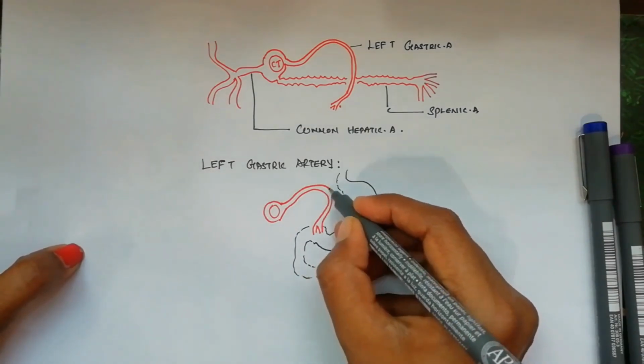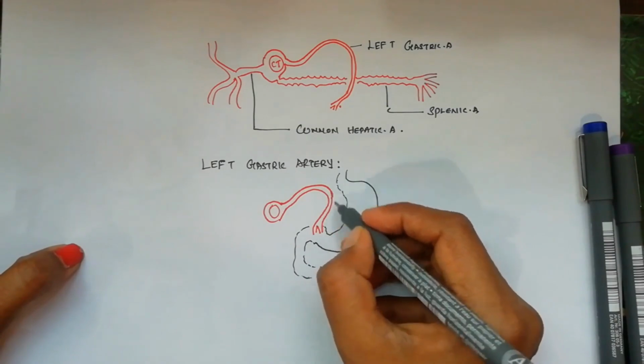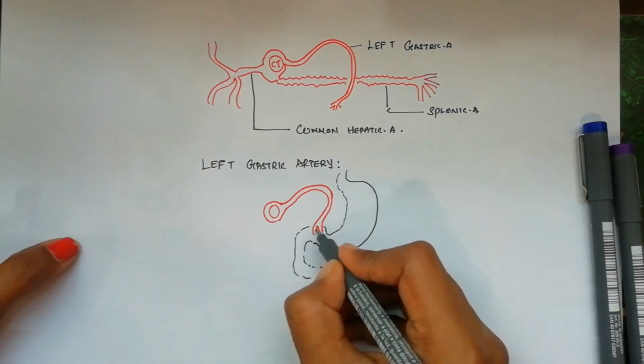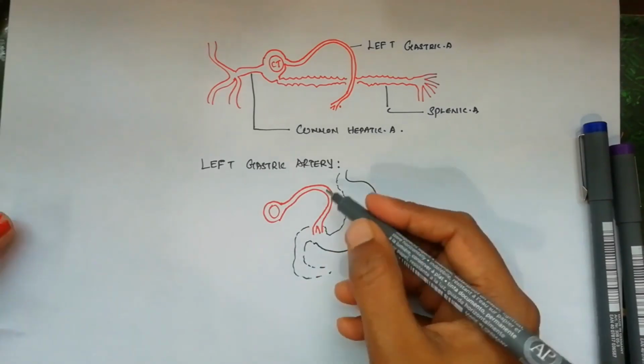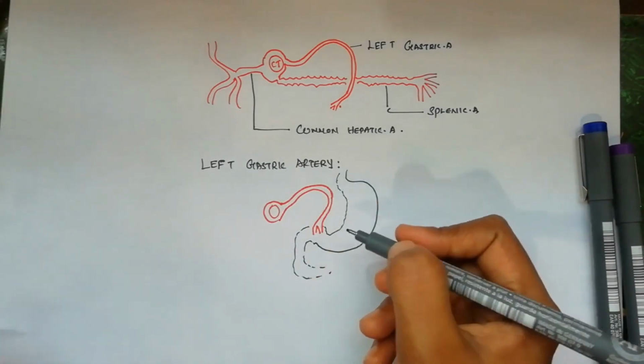Near to the lesser curvature, the left gastric artery will be related, which is going to anastomose with the right gastric artery coming from the right side. So this is how the left gastric artery will be coursing.